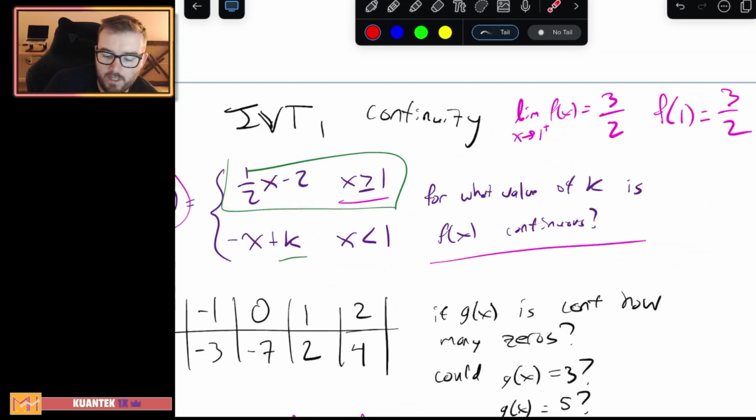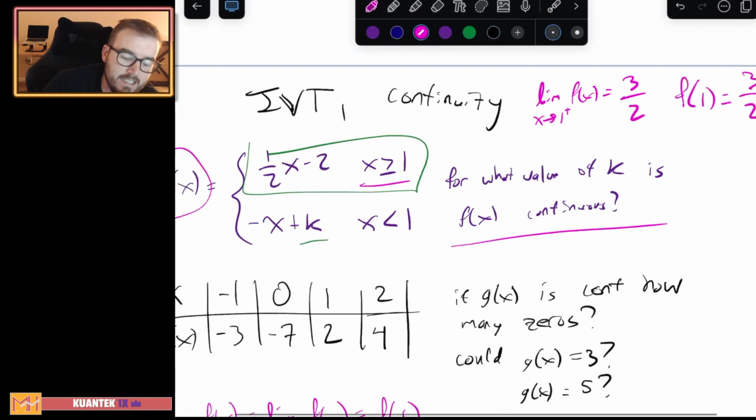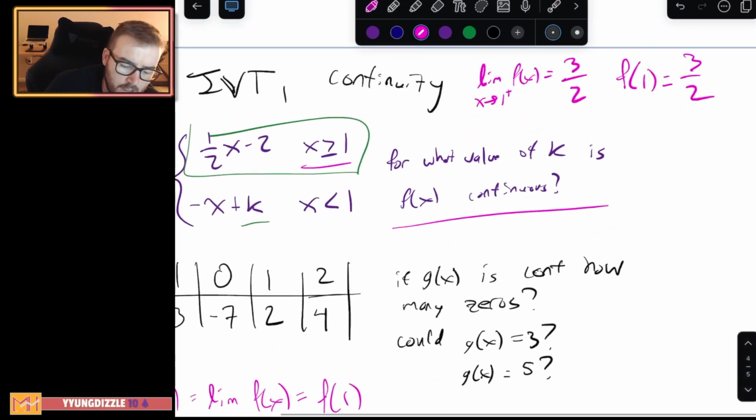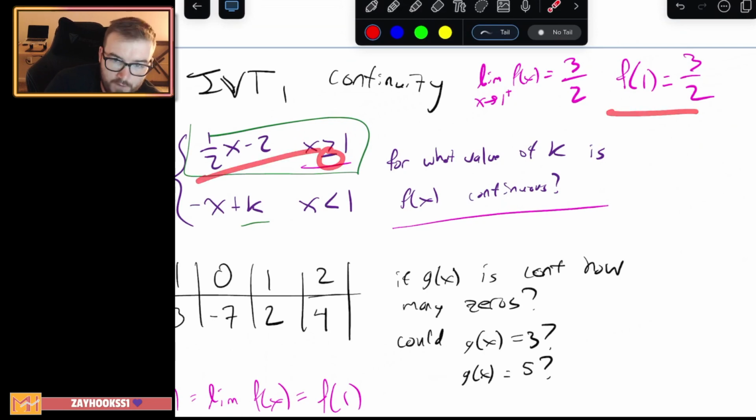So these two things are the same. So what does that mean? We need to make this also 3/2, right? As we approach 1 from the left, we're talking about this piece of the piecewise function. So somehow we need to make this equal 3/2 when x is equal to 1. Do you follow that? We know the right-hand limit is 3/2. We know at x equals 1, the function is 3/2. The only final piece is that the left-hand limit matches this as well.